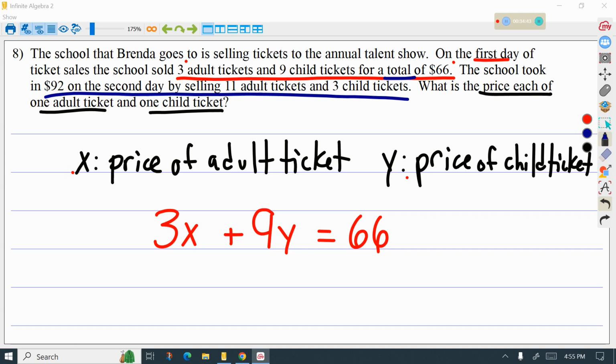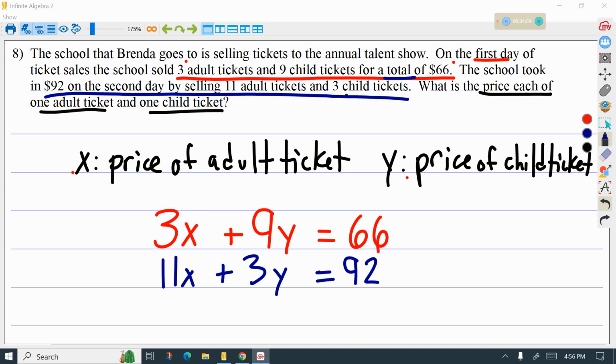Okay, now for the blue equation, you guys might want to check your own understanding. What am I going to write? We should have 92 on the right, and on the left-hand side, we should have 11x plus 3y because there's only 3 child tickets that time.